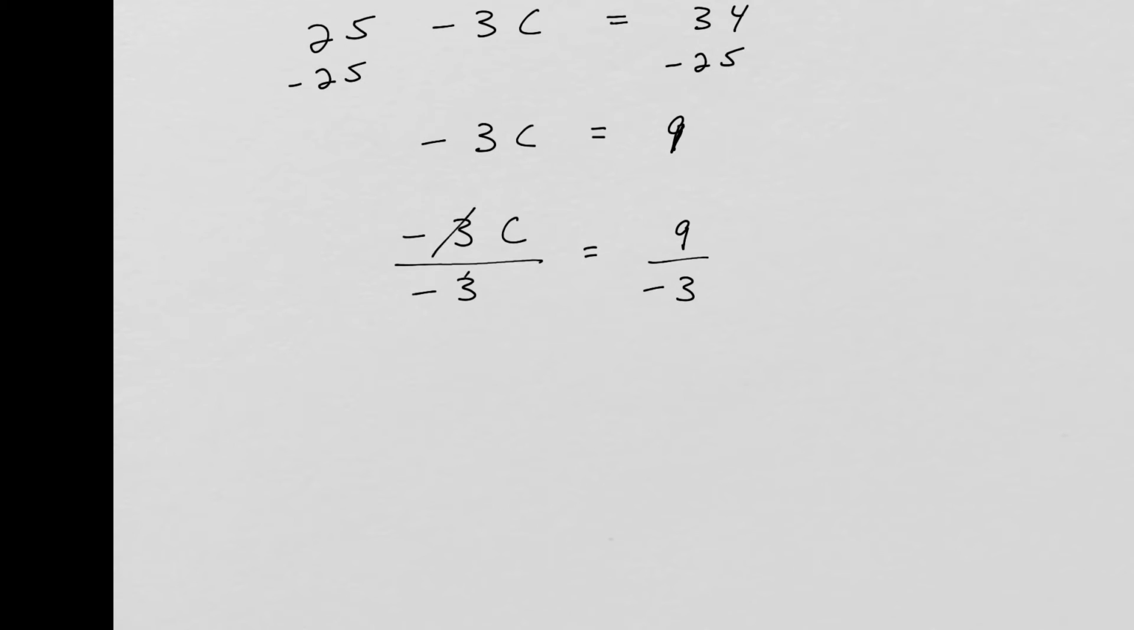So these cancel. You can say it's 1 over 1. So that leaves me with c. I've isolated the c. And then what's positive 9 divided by negative 3? Well, 9 over 3 is 3. And remember, positive divided by negative is negative. So this is going to be negative 3. So we're just solving algebraic equations just like before, but now they involve signs, right? Positive or negative. Okay, here's another example.